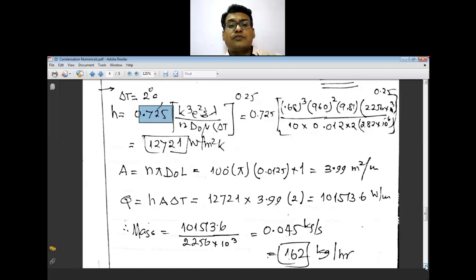So total heat transfer rate is H A delta T. So H comes as 12,721. Area is 3.99 into the delta T of 2 degrees, 100 degrees and 98 degrees. The temperature maintained is 98 degrees. So mass flow rate is Q upon lambda, which is going to give 162 kgs per hour, or you can say 0.45 kgs per second.